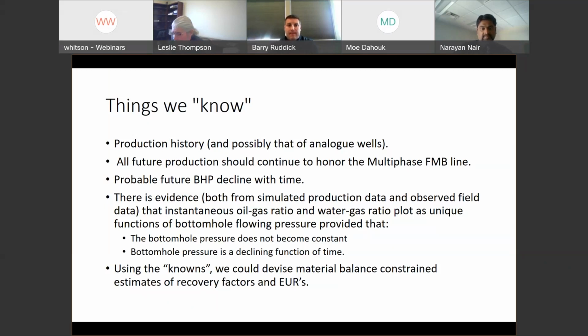And then this one is probably the most controversial thing that we think we know. There's evidence, both from simulated and field production data, that the instantaneous oil-gas and water-gas ratios plot as unique functions of bottom hole pressure under two conditions. One, the bottom hole pressure does not become constant, and two, the bottom hole pressure is a declining function of time. Okay, so the prediction problem, when we're trying to predict EURs, is a depletion problem, right?